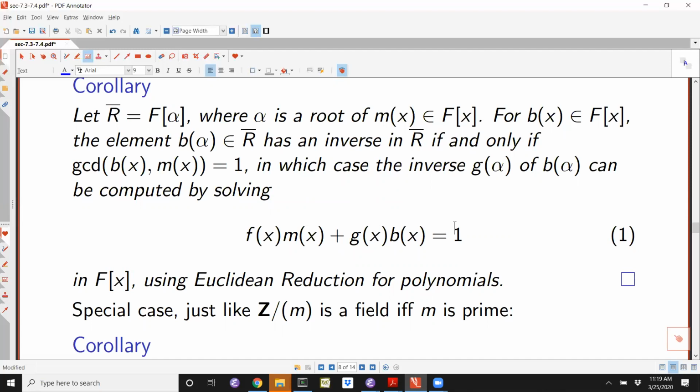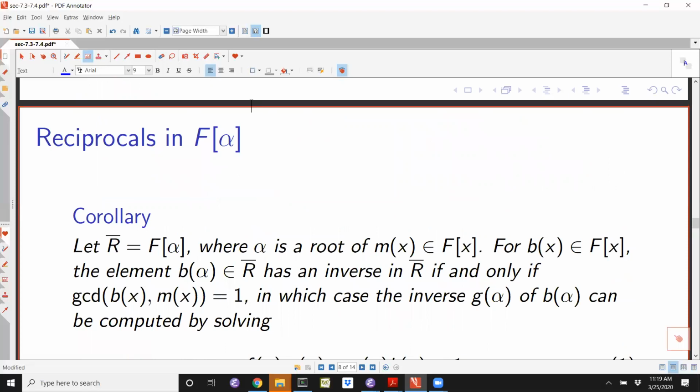Oh no, that thing. Remember that horrible equation that you had to do all that work to solve: something times m of x plus something times b of x is equal to 1. Well, this is what this is. Actually, let me remind you how you compute inverses. Let me backtrack a little and remind you how to compute inverses mod m where m is an ordinary integer.